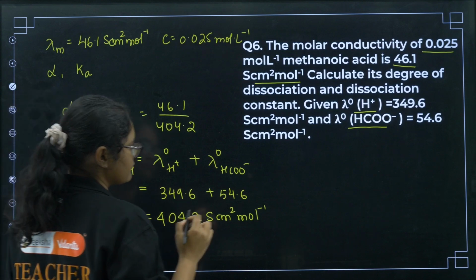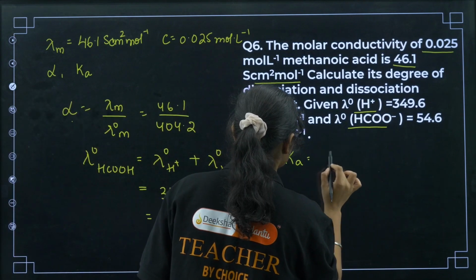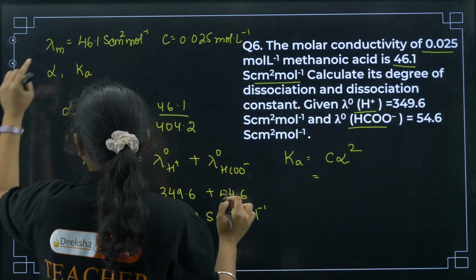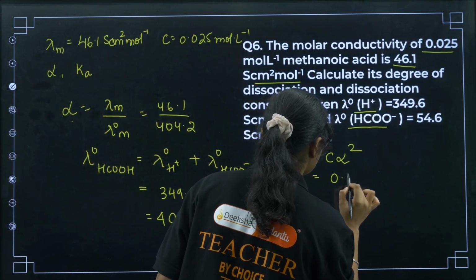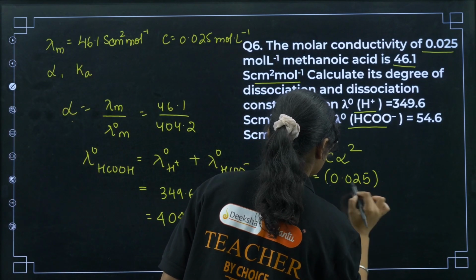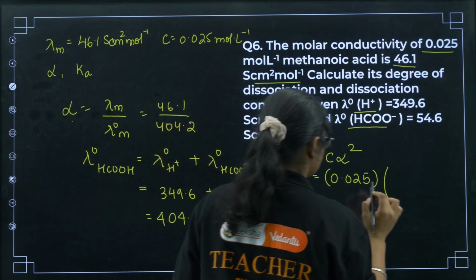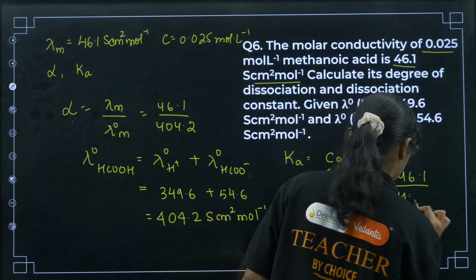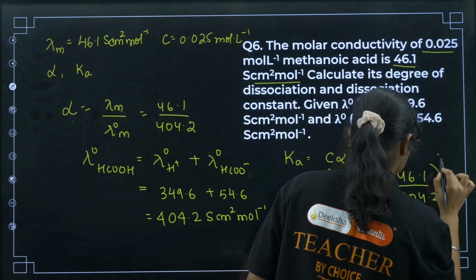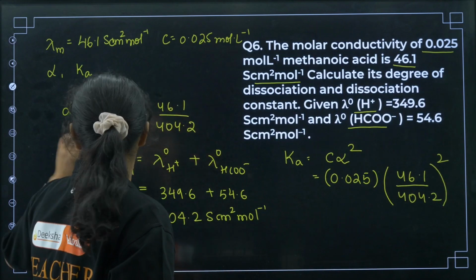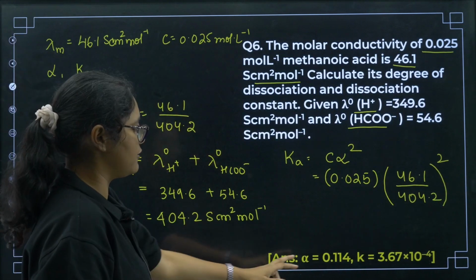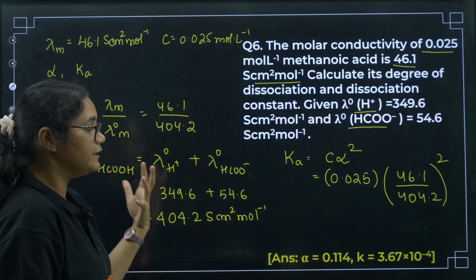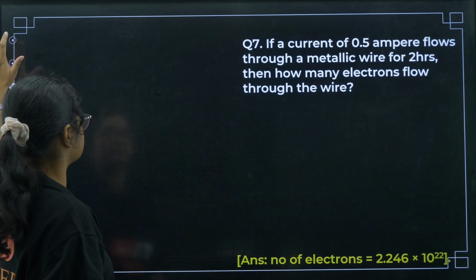Now what is the value of Ka? The Ka formula is C alpha square. So the C value is 0.025, this is C, and the alpha value is 46.1 by 404.2, this one squared. If I solve this, I will get the alpha value this much and the Ka value this much. This formula is a little less common, so you should be revising this one.